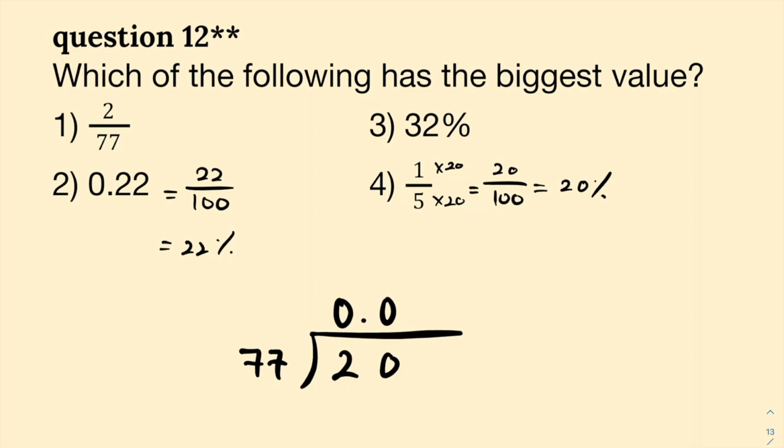The moment I see this, I already know that this fraction here is nowhere close to 32%. It cannot be larger than 32% because 32% is basically 0.32. The moment this is a 0, I know therefore that choice number 3 is going to be the largest.